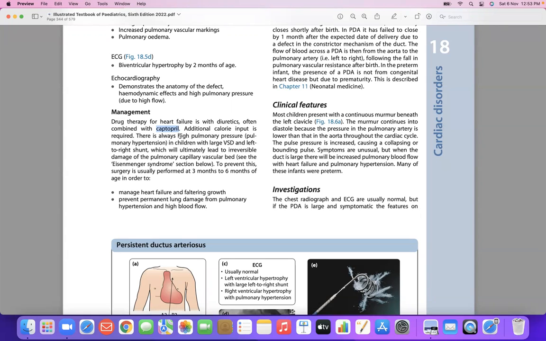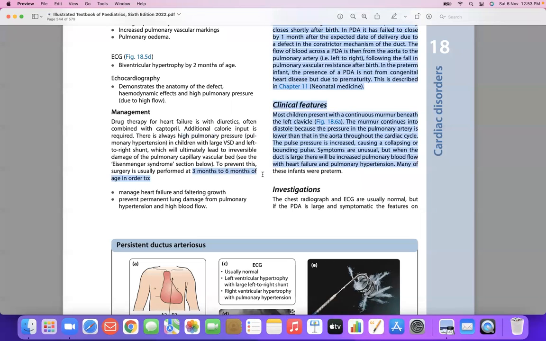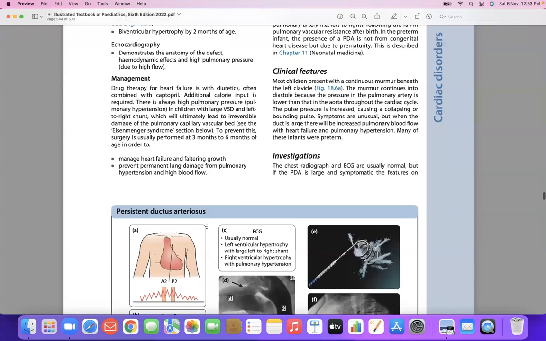There is always high pulmonary pressure in children with large VSD and left to right shunt, which will ultimately lead to irreversible damage to the pulmonary capillary bed. This is Eisenmenger's. To prevent this, what is the time of surgery here? 3 months to 6 months. So the time of surgery in VSD is 3 to 6 months, in order to manage heart failure and faltering growth, and prevent permanent lung damage from pulmonary hypertension and high blood flow.